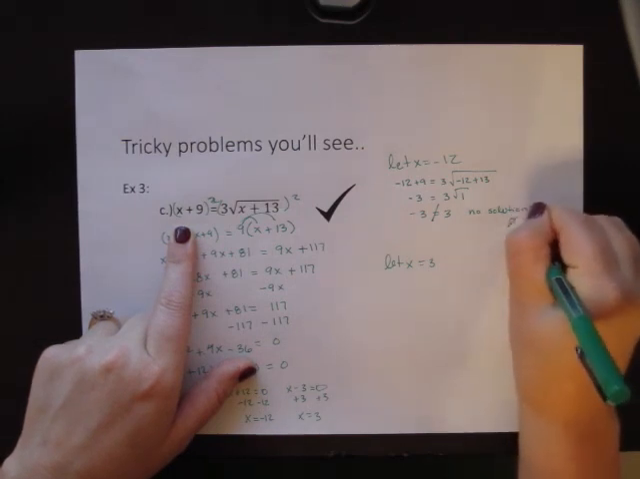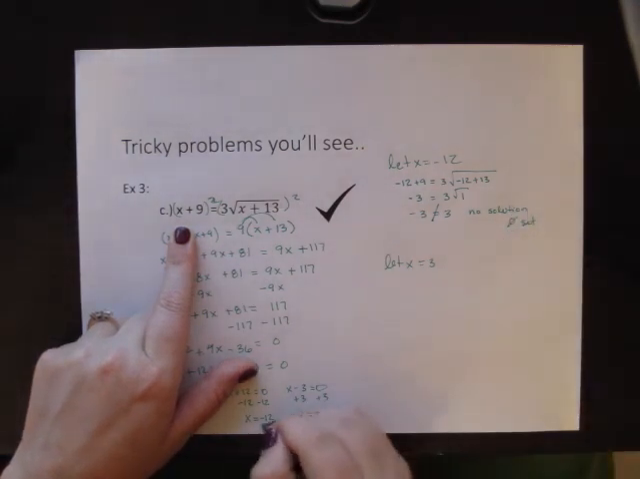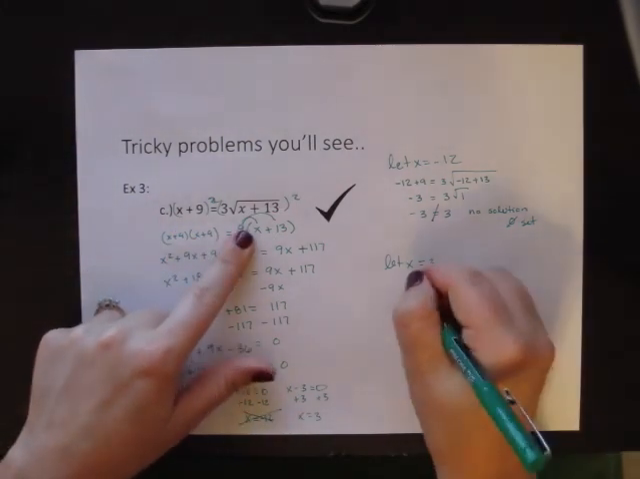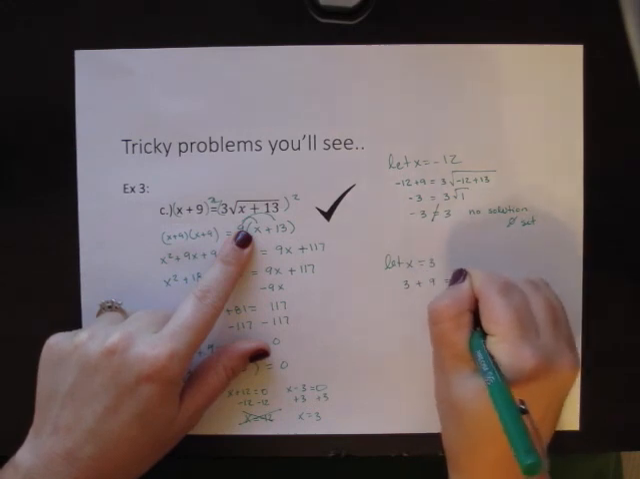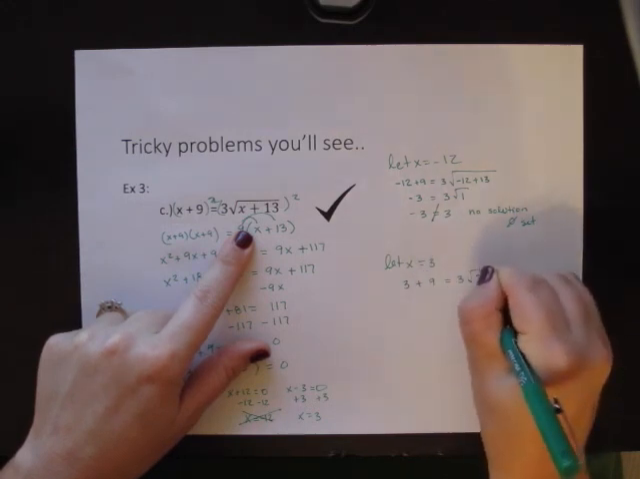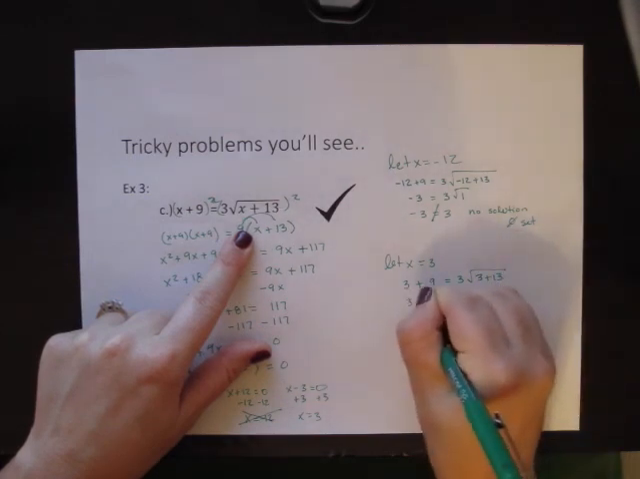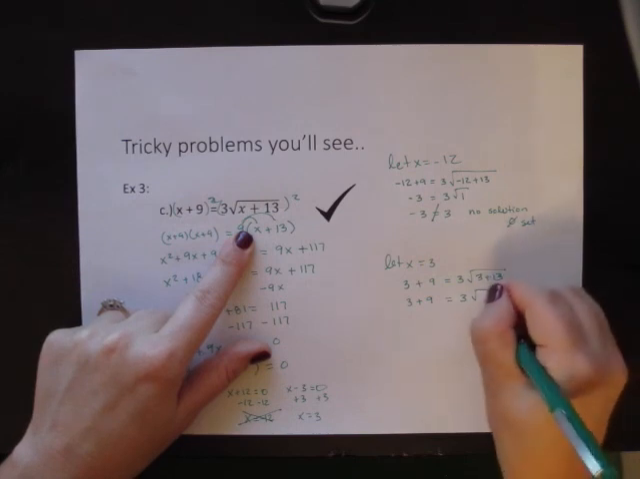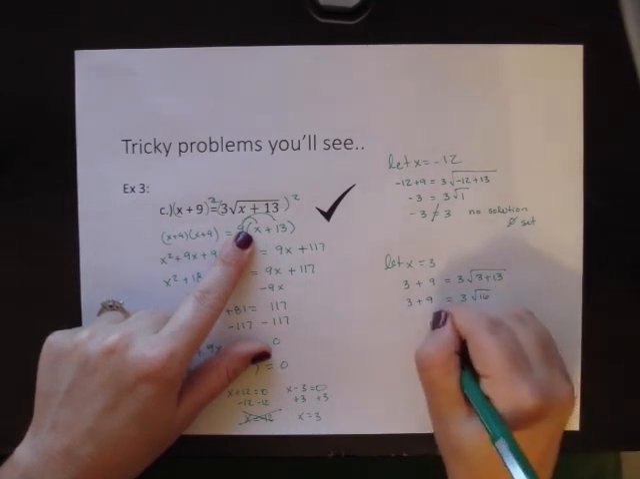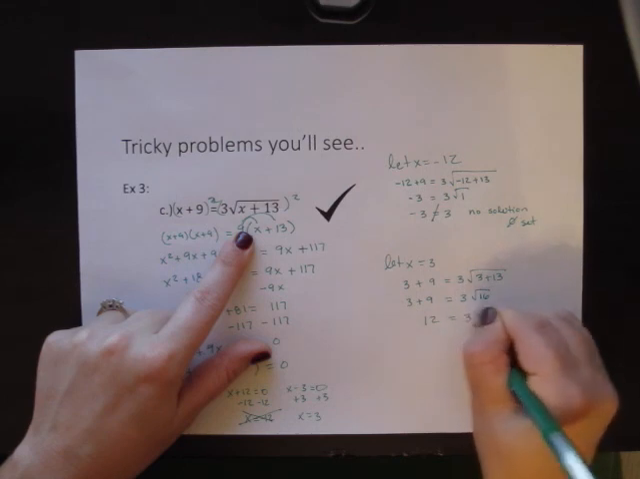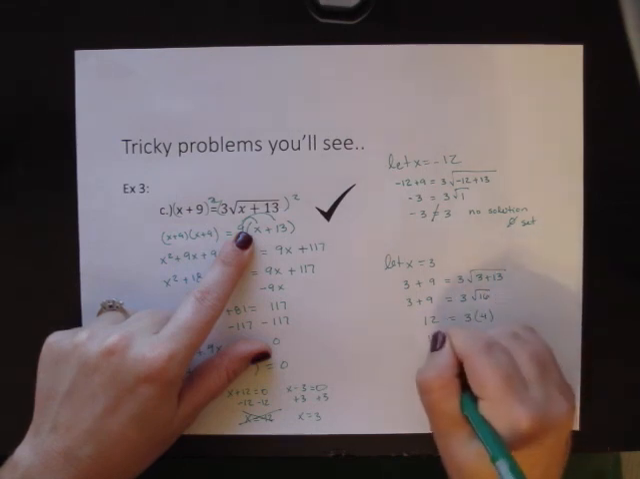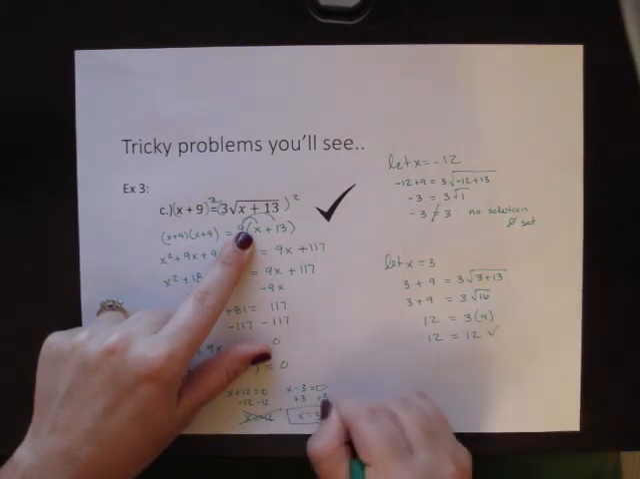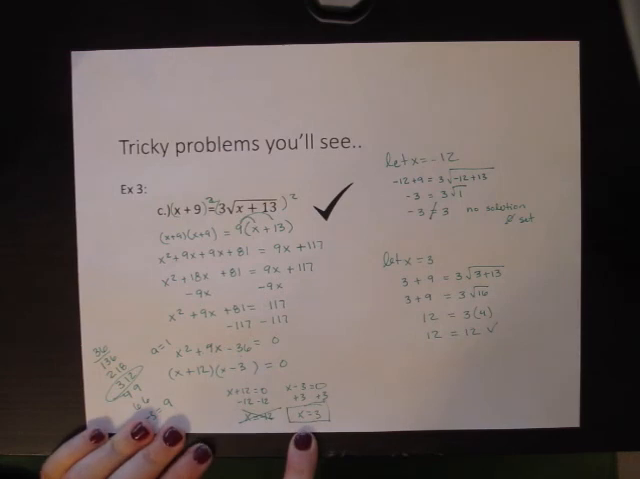Or empty set. Okay, so this answer cannot work. But we still have to check for x equaling 3. So I go 3 plus 9 equals 3 times the square root of 3 plus 13, which is 16. So 3 plus 9 is going to be 12 equals 3 times the square root of 16, which is 4. 12 equals 3 times 4, which is 12. That one does work. So I had one solution that did not work, and I had another solution that did.